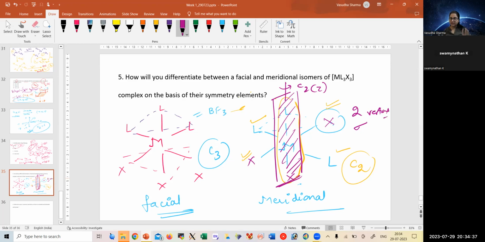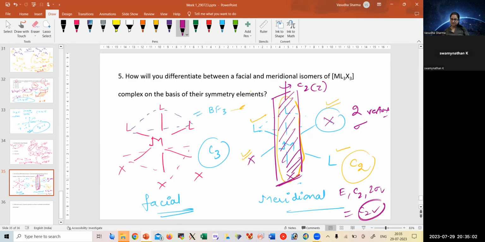Why am I calling it vertical? Because that is along the z-axis. If you talk about the molecular plane, all L, X and X are here, and one L is here, X is down, and I'm cutting it this way. Now L is here and X is down. This is not reflecting each other. So no molecular plane exists, right? So C2 is there, 2 sigma V is there. So it would have E, C2, 2 sigma V, that is the C2V point group. Is it clear?